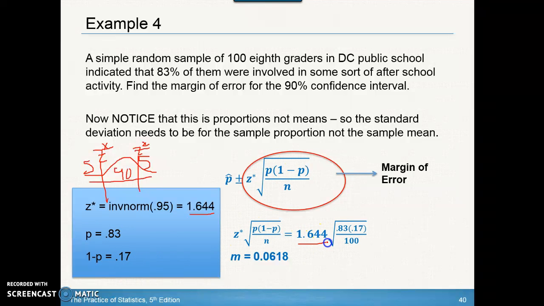Our critical z-score is 1.644. Our p times 1 minus p all over n, with n being 100, under the square root. Do that calculation on your calculator, and our margin of error is 0.0618. So it's about a 6% margin of error with students that are involved. We're either over or under by about 6% for the proportion of students that are involved in extracurricular activities.